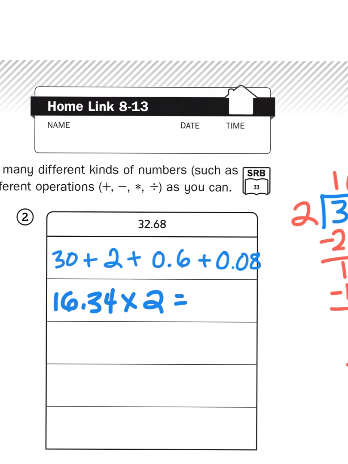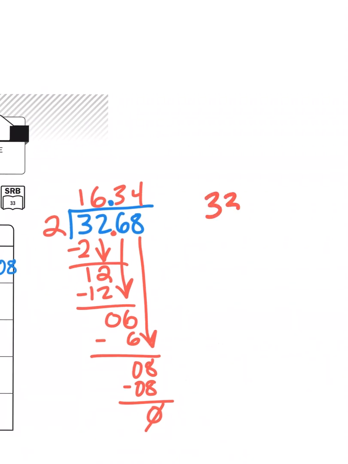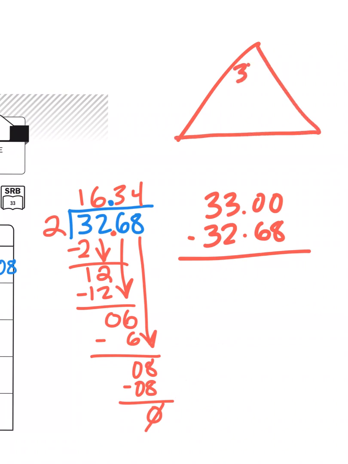Another way you could show your creativity is simply make 32 and 68 hundredths the answer to a subtraction problem. For example, 33 is a whole number. What would I subtract from 33 to get an answer or a difference of 32 and 68 hundredths? Well, I could figure that out by subtracting 32.68 from 33 because it's going to be all part of a fact family triangle.